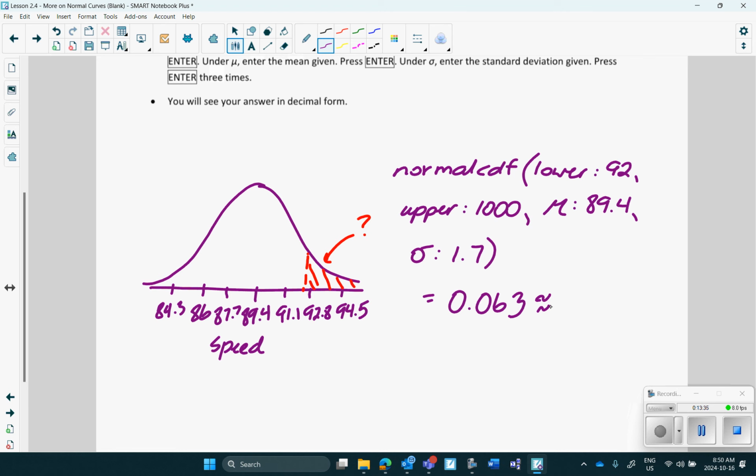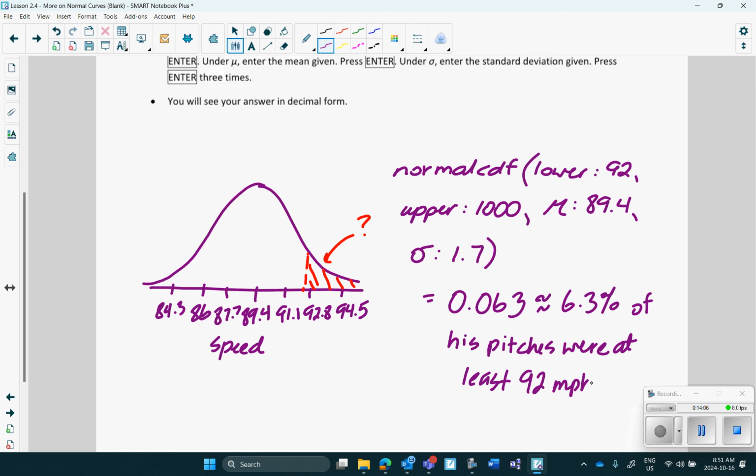Which is how much as a percent? Just move the decimal twice, 6.3%. That means 6.3% of his pitches were at least 92 miles per hour. Remember, you always have to answer in context too, so add this to your final answer.